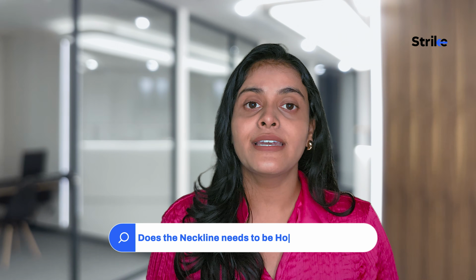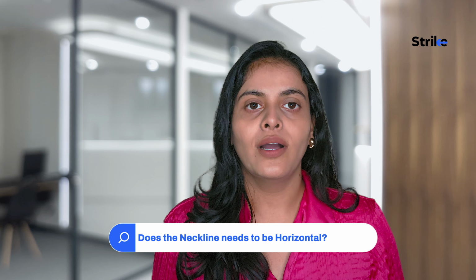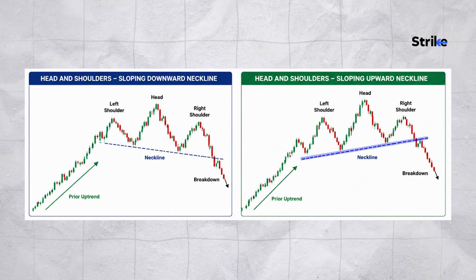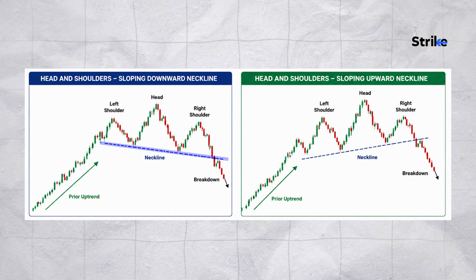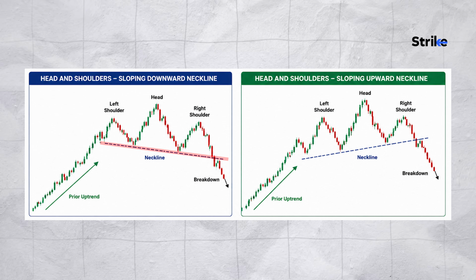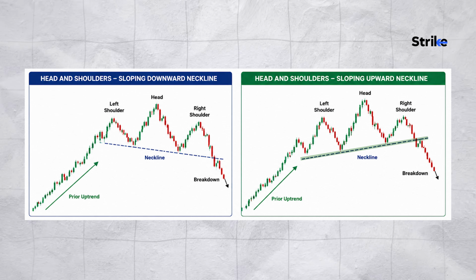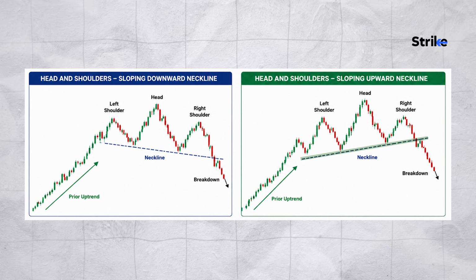The important question sometimes comes up, does the neckline need to be horizontal? So it's a no. The neckline can be horizontal, sloping upward or sloping downwards. But generally, a downward sloping neckline is considered more bearish and an upward neckline may indicate weak bearish momentum.